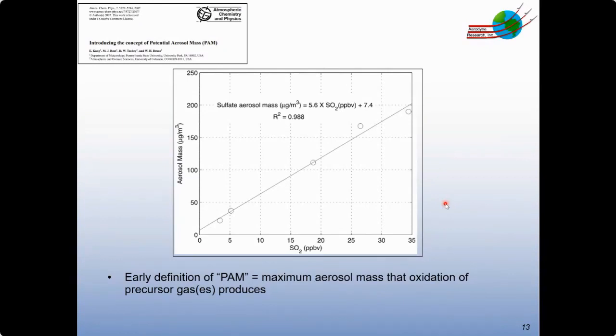And they demonstrated proof of concept of PAM using SO2 as a precursor to sulfuric acid, and showed quantitative conversion of SO2 to sulfuric acid over a range of SO2 concentrations in the early generation PAM reactor. And so this was the framework that Brune's group introduced, where they used an OFR to achieve the potential aerosol mass for SO2 and then other organic precursors that motivated follow-up studies in the community.